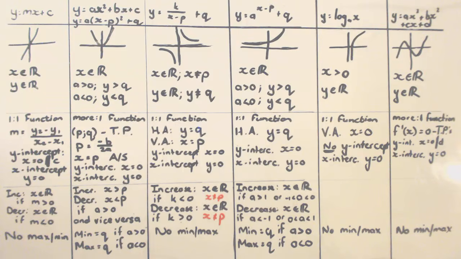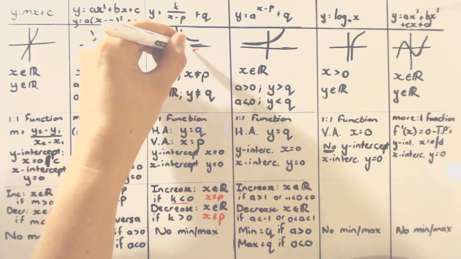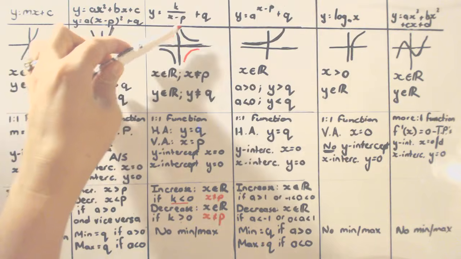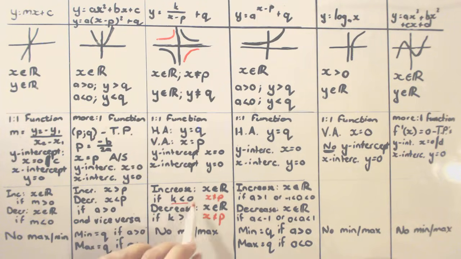Or if my k value is negative, then the graph will look like this. And then can you see it's increasing. So if my k value is negative, then the graph will increase for all values of x.